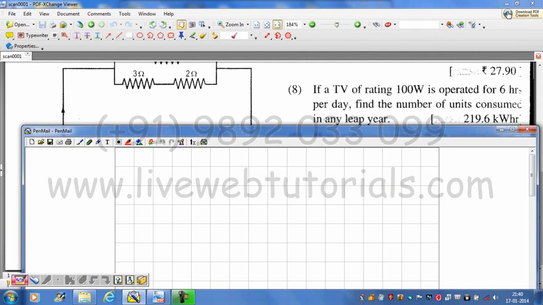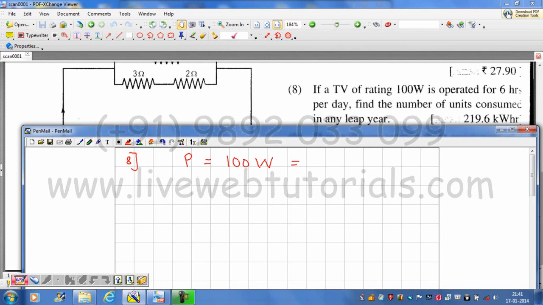Now sum number 8. If a TV of rating 100 watts is operated for 6 hours per day, find the number of units consumed in any leap year. Okay. Now the first thing that is given over here is power is 100 watts.